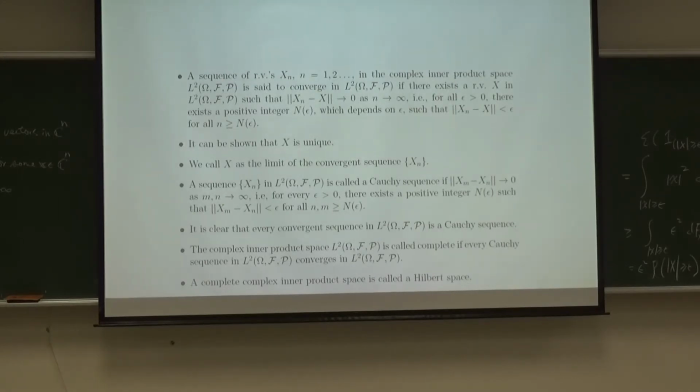Of course, this is the same as in calculus, so I don't need to repeat it, because you learned a lot in calculus. Even though maybe you learned calculus for R1 or C1, it can be extended to n-dimensional space without any difficulty. So it can be shown X is unique, and we call X the limit of the convergent sequence Xn. So a sequence of random variables converges to a random variable by using the distance.